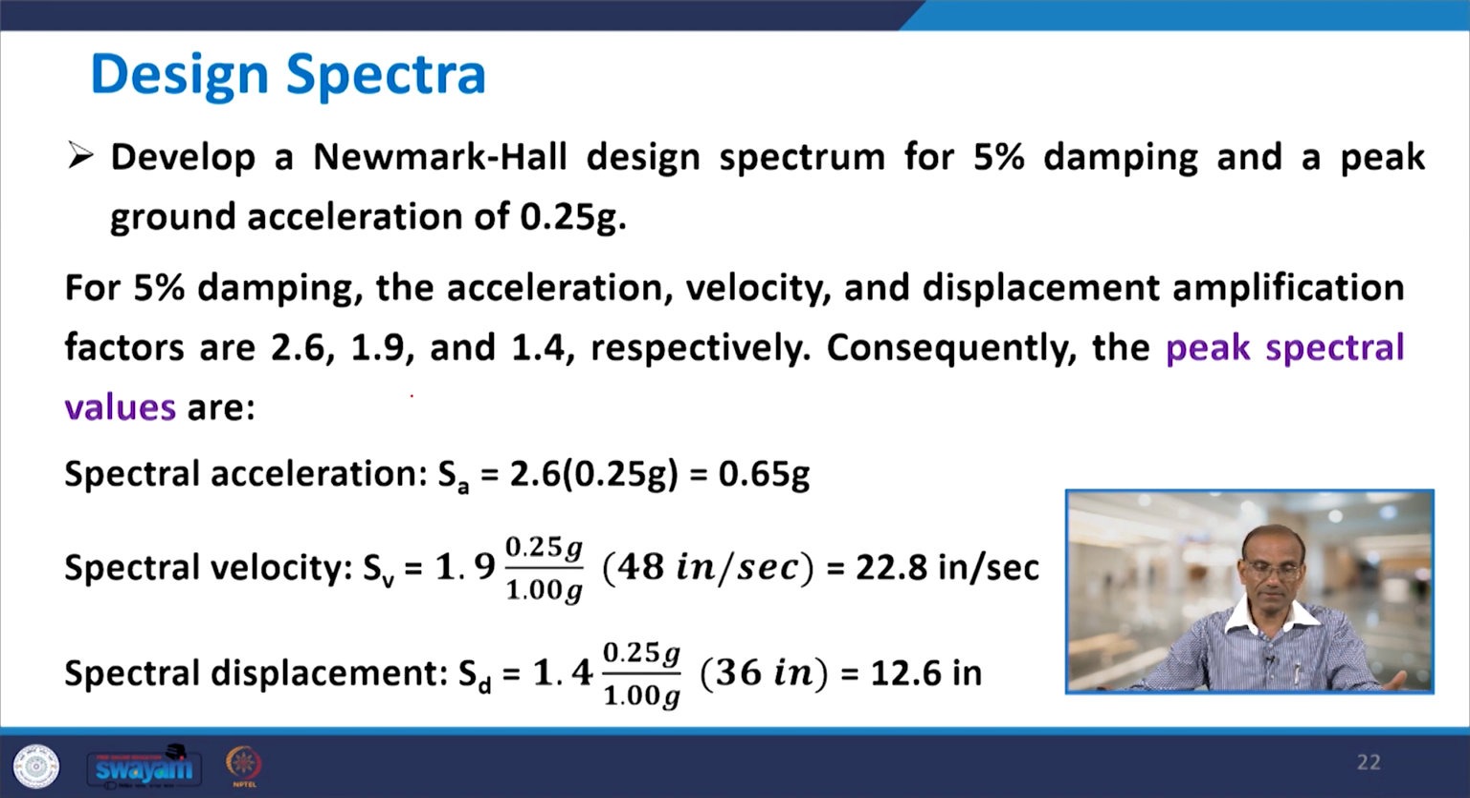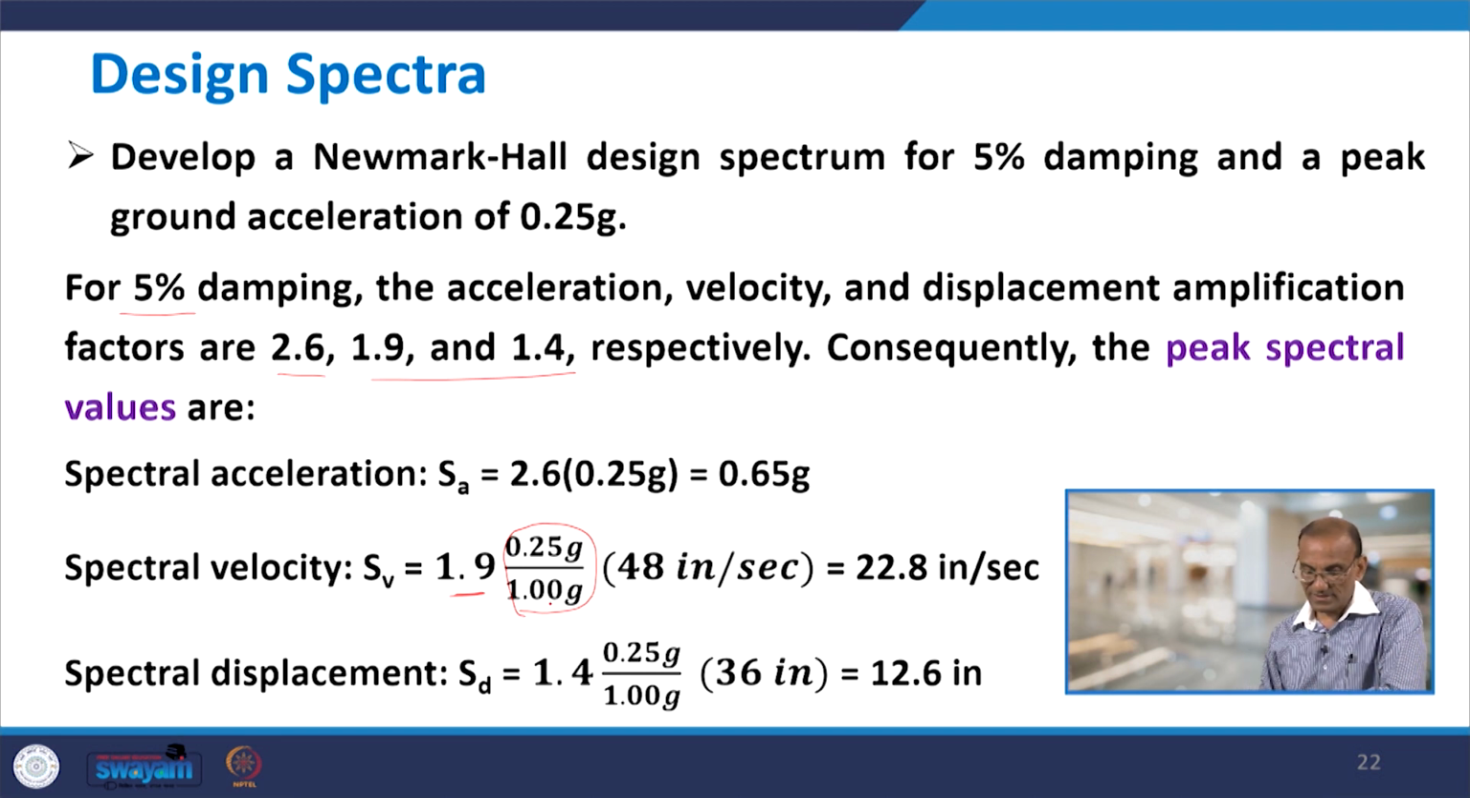So, here is one example: develop a Newmark-Hall design spectrum for 5% damping and peak ground acceleration 0.25 g. Here, whatever data is for 1 g should be multiplied by 0.25 g. So, you have 48 inch per second for 1 g, and naturally at 0.25 g it will be 1/4. So, this factor comes out to be 1/4, and then the multipliers from table 1.9 for 5% damping are 2.6, 1.9 and 1.4.